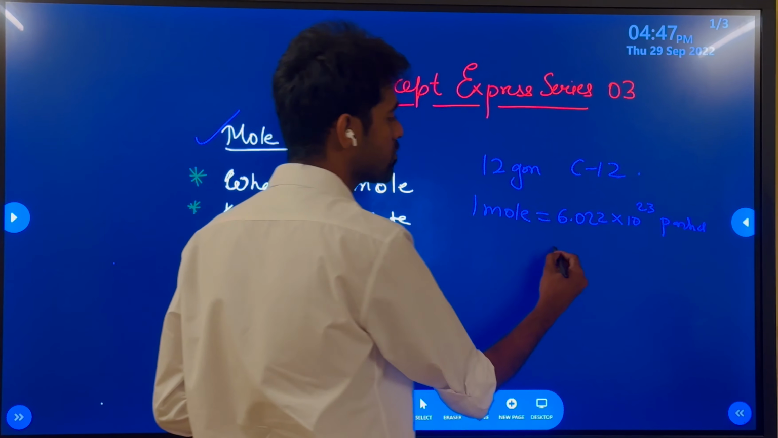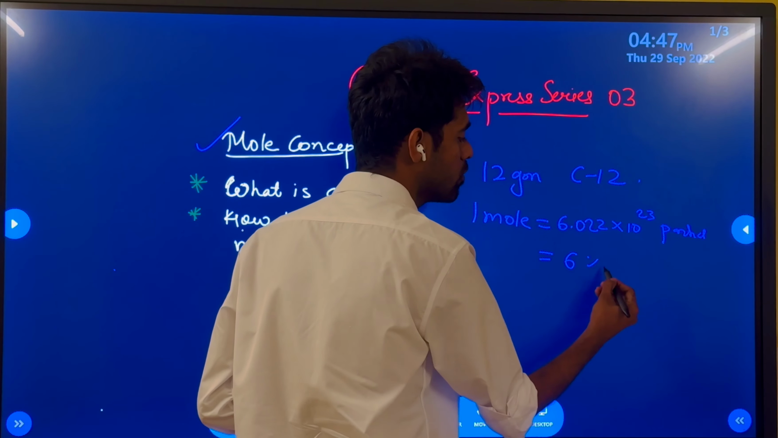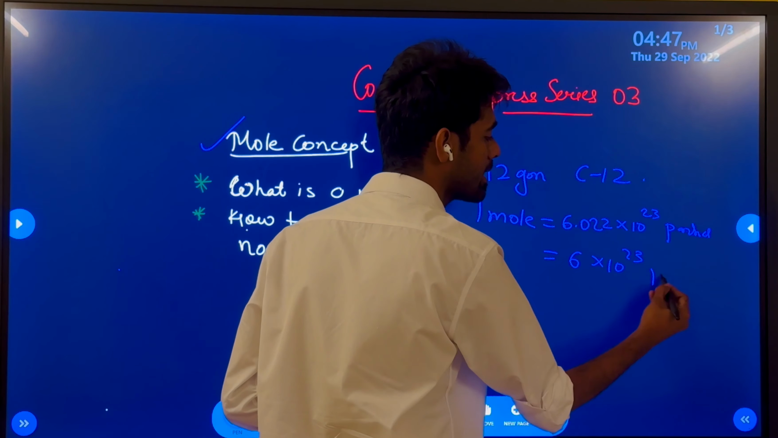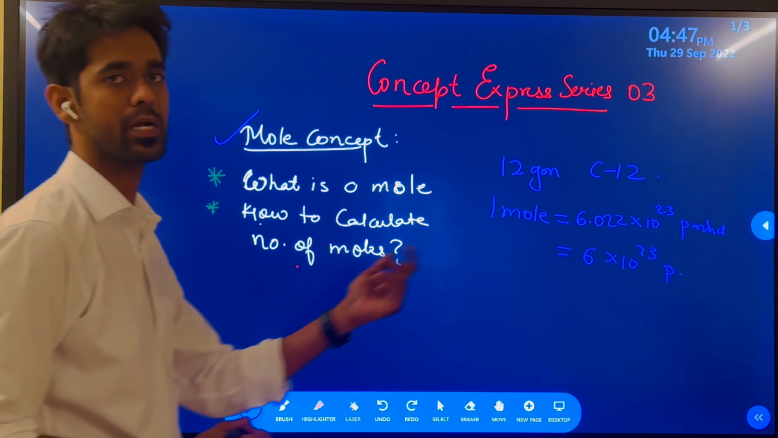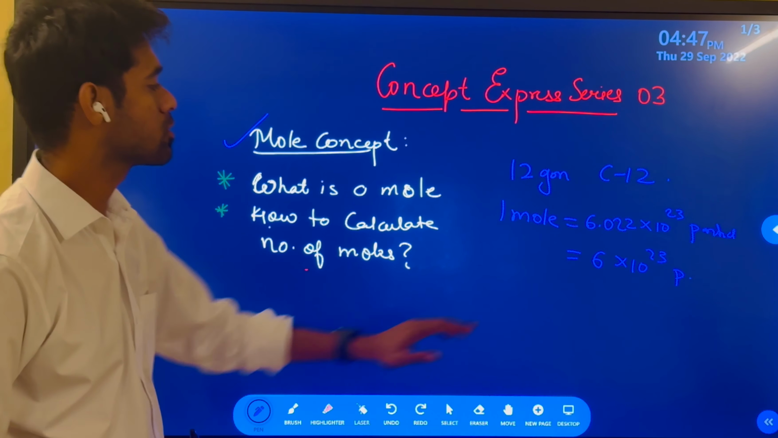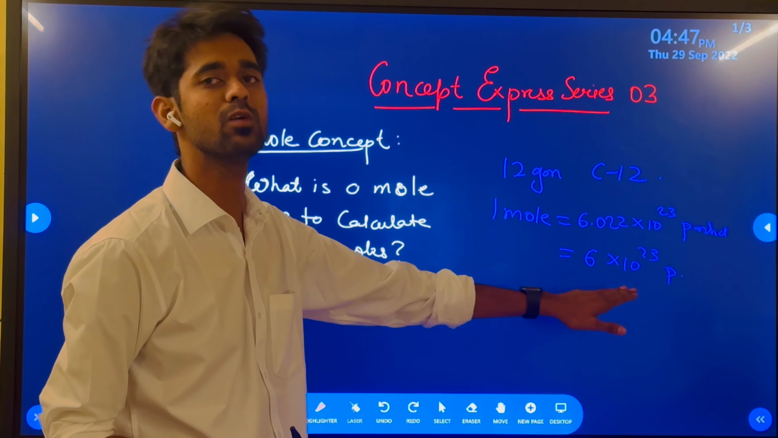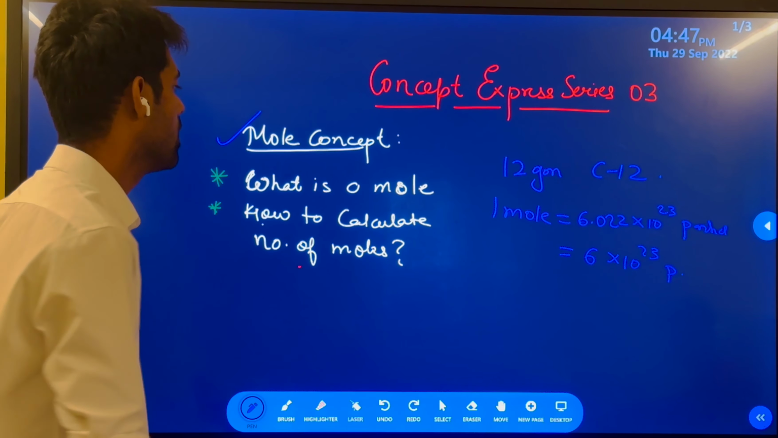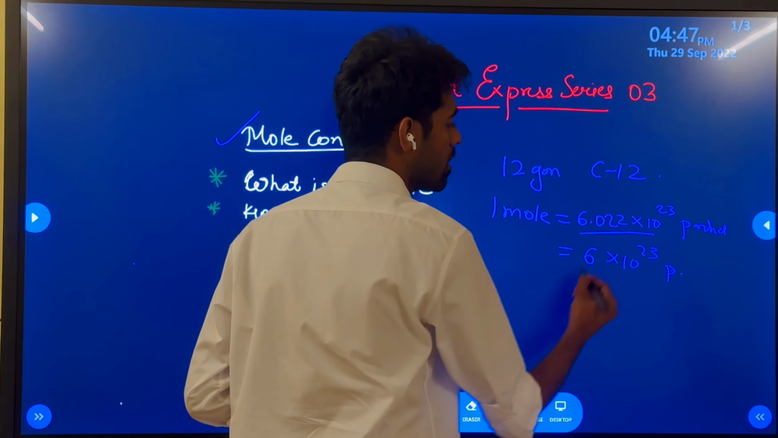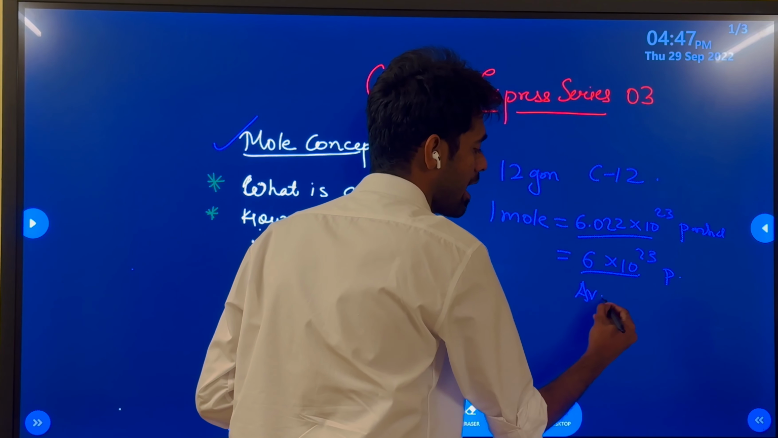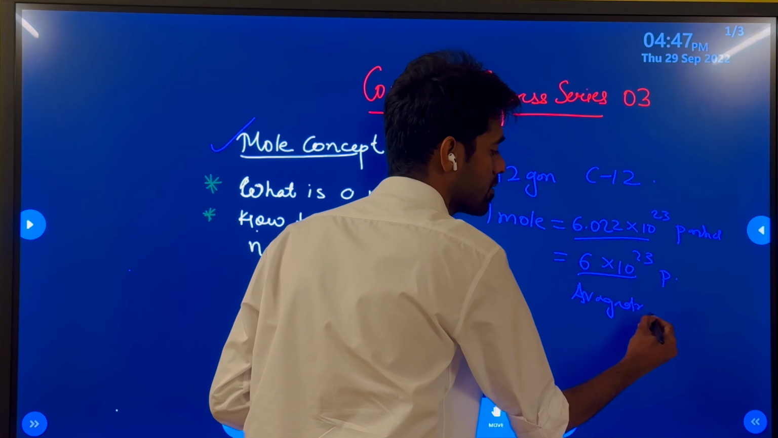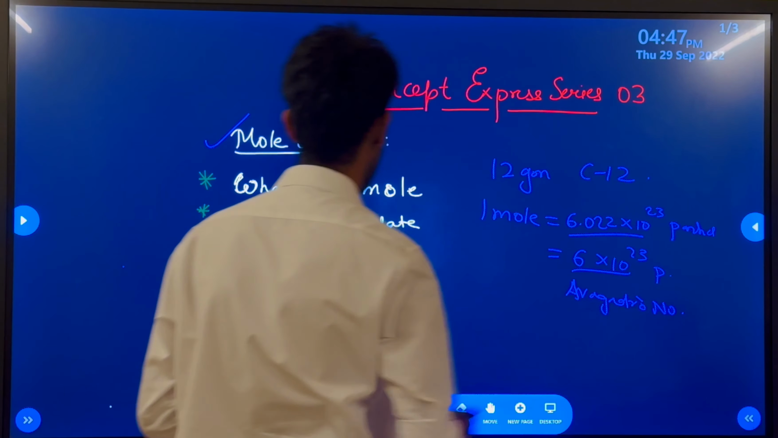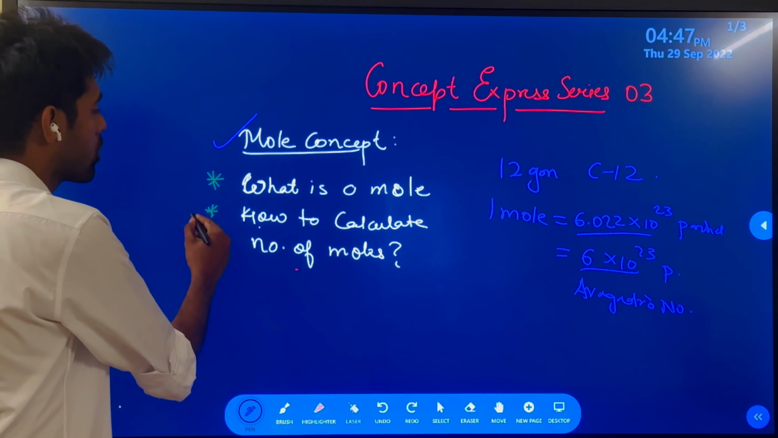For calculation purposes, we can also round it off to 6 into 10 to the power 23 particles. So tomorrow if you encounter this particular Avogadro number, you can also take it as 6 into 10 to the power 23 wherever it is fitting in the situation of that particular numerical. This number is called Avogadro's number. Very important. Now, how to calculate the number of moles?